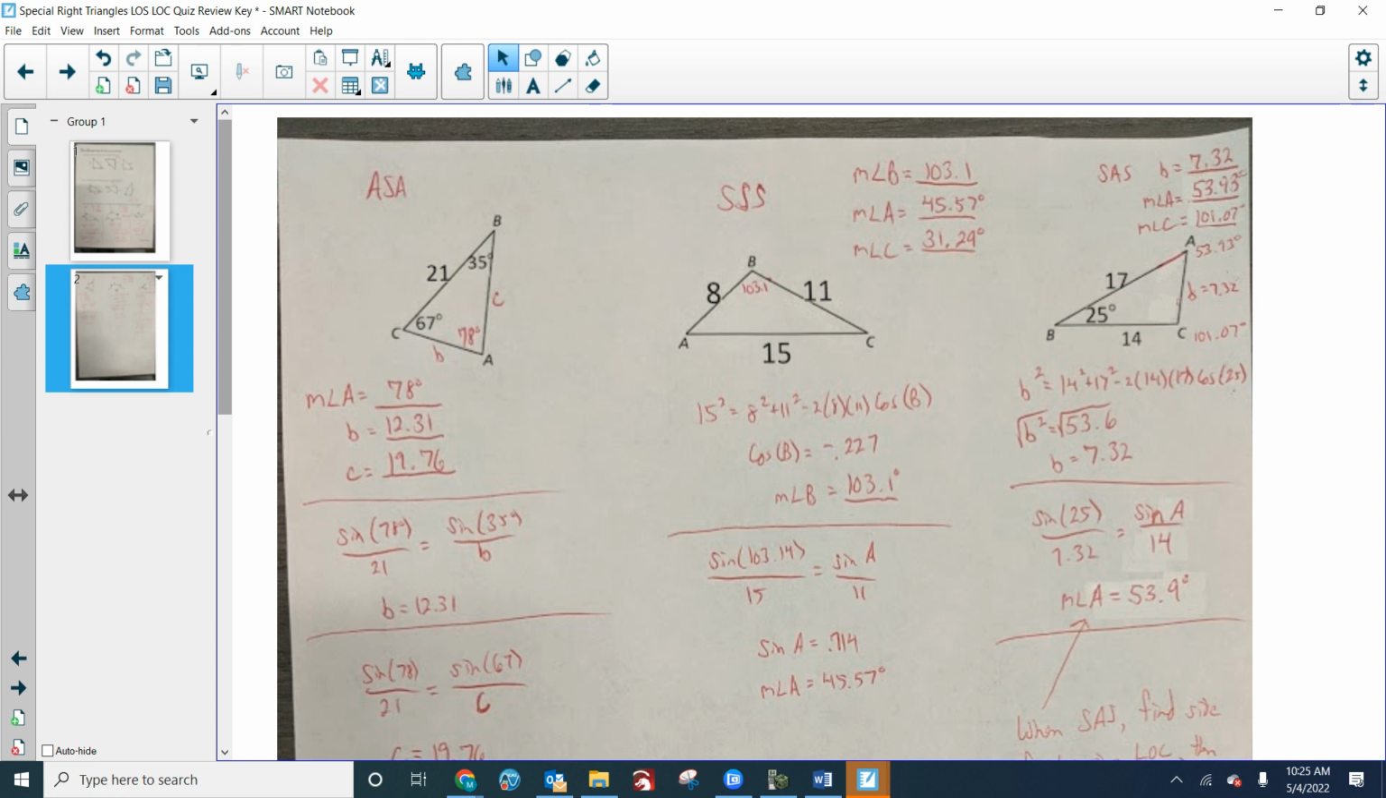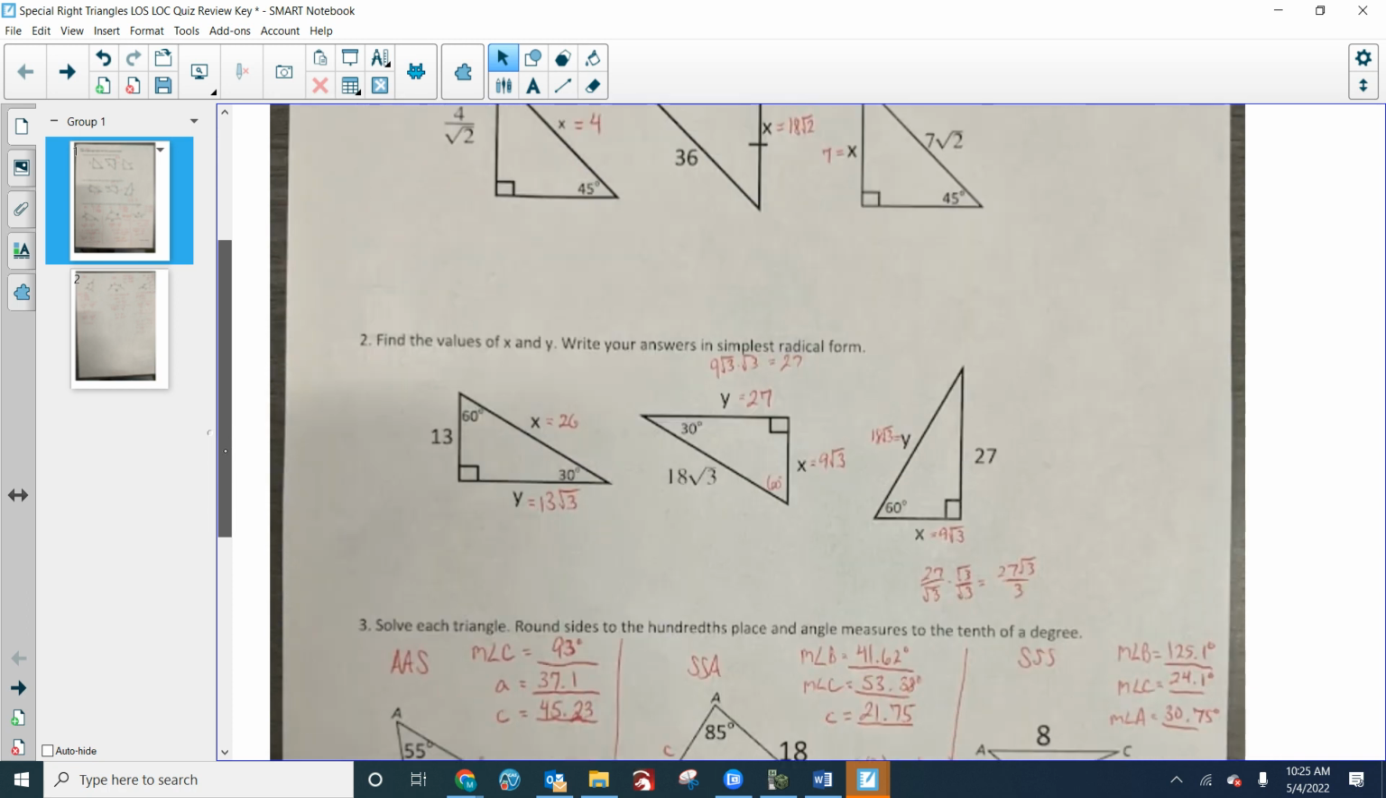Law of cosines first. Okay, got it. Then when I go to do the law of sines, what does the law of sines always give you as an angle? Acute. No, that's fine because there's only one obtuse angle in that triangle. Make sense? All right? Thank you.